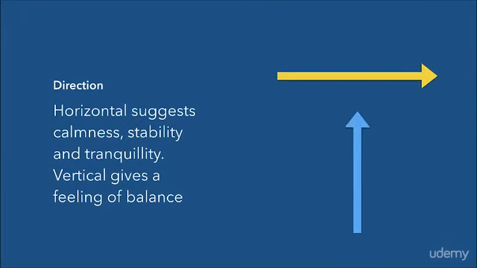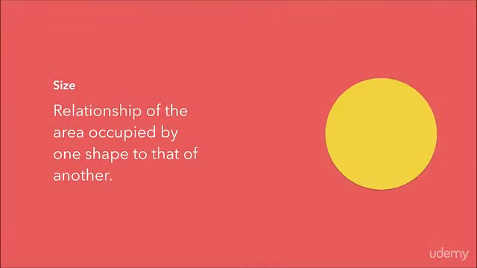Regarding direction, all lines have a direction: horizontal, vertical, or oblique. Horizontal suggests calmness, stability, and tranquility. Vertical gives a feeling of balance, formality, alertness. Oblique suggests movement and action. Regarding size, it is simply the relationship of the area occupied by one shape to that of another.